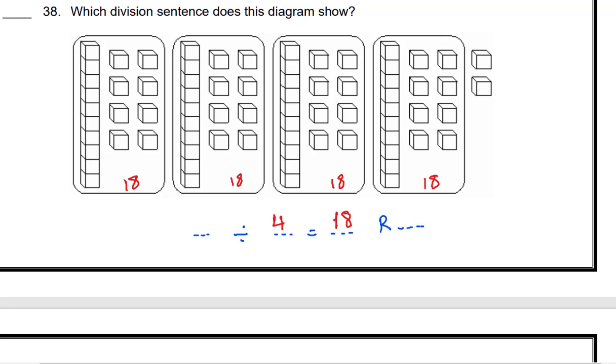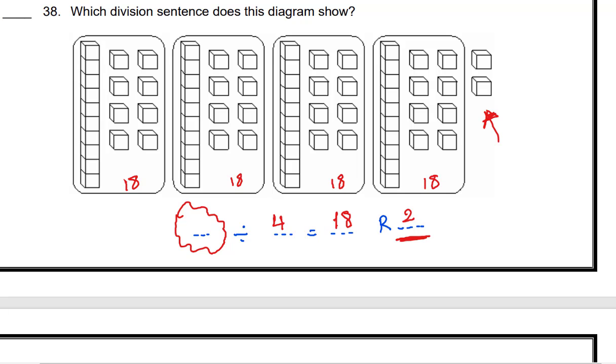Quotient. Okay, and you know the remainder, of course. You can see the remainder here. What's the remainder? 2. Great. So we need now to find this one, the dividend. How to find the dividend? Okay, count them all.